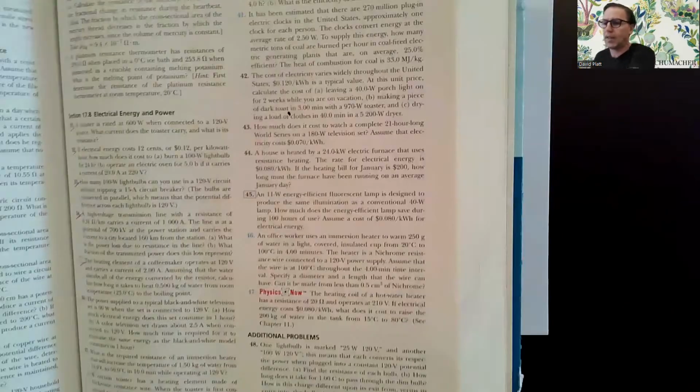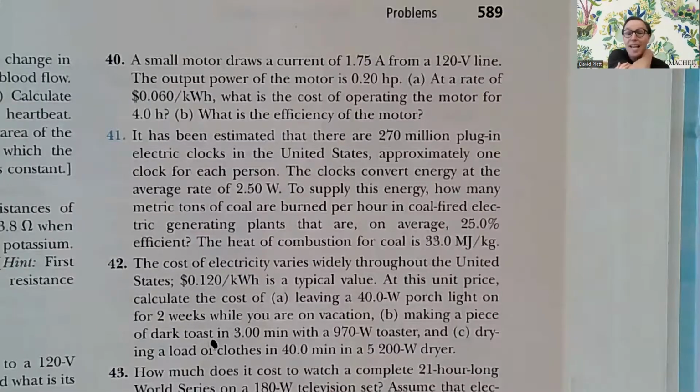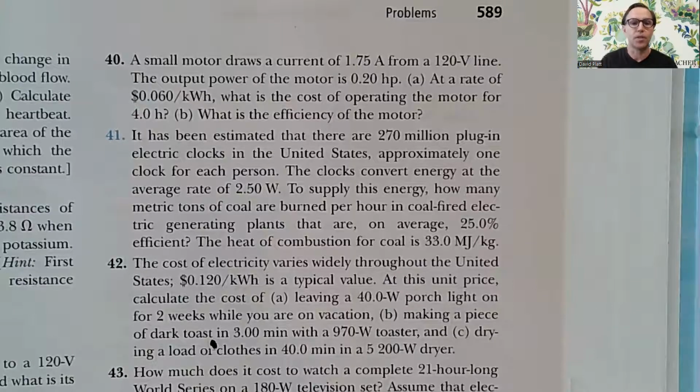The next example problem I'd like to look at is this one right here. A motor draws a current. So the current is 1.75 amps. And the potential difference is 120 volts. So power is IV. The output power is 0.2 horsepower.